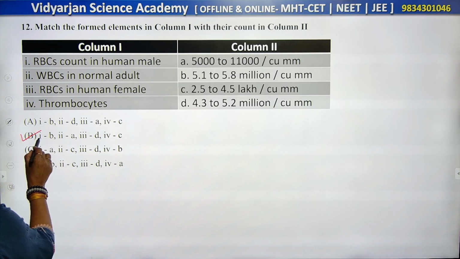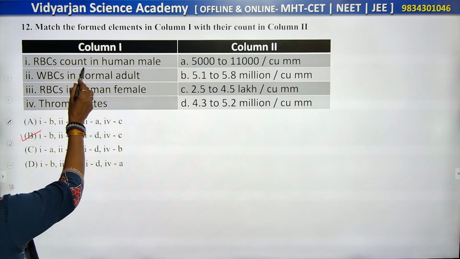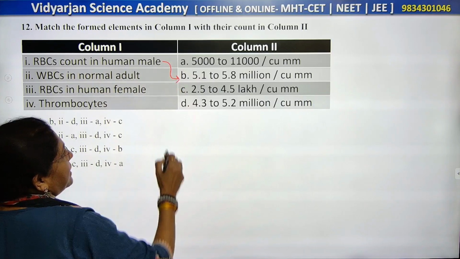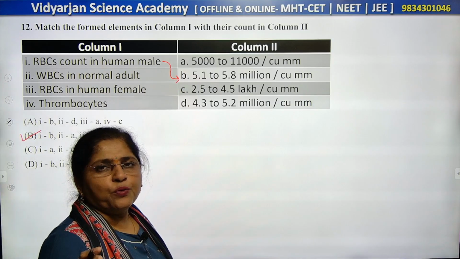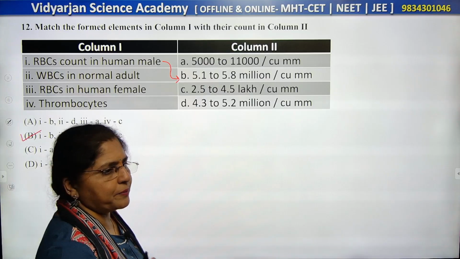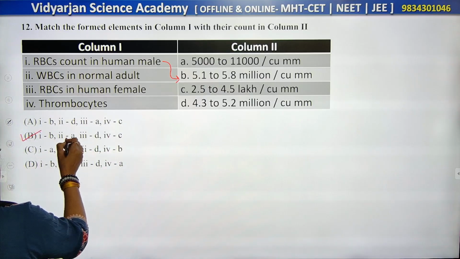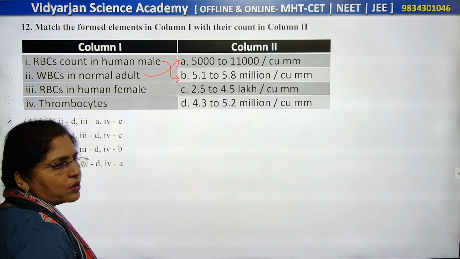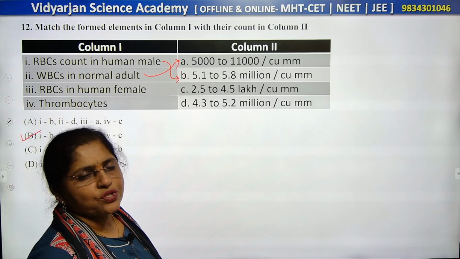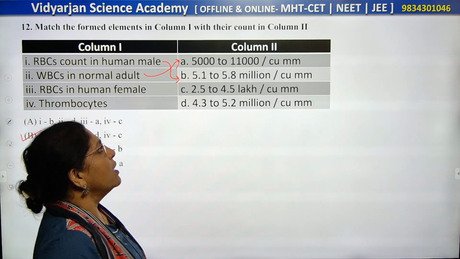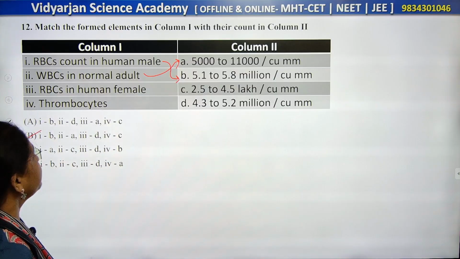See, first one, that is RBC count. What is the RBC count? Obviously it is 5.1 to 5.8 million per cubic mm of the blood. Then number 2, we have WBCs. So you should know the WBC count, 5,000 to at least 10,000, average maybe up to 9,000 per cubic mm of the blood, right?